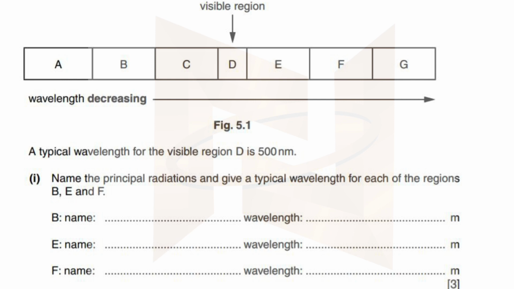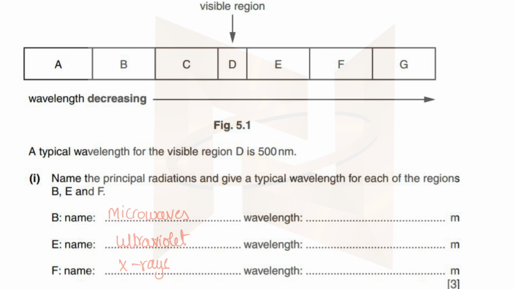So they're asking you to name the principal radiations and give a typical wavelength. Let's do that. First of all, B, which is this part, that's microwaves. And E is ultraviolet, whereas F is going to be X-rays. Now this is an interesting part where they've asked you to give a typical wavelength for each.